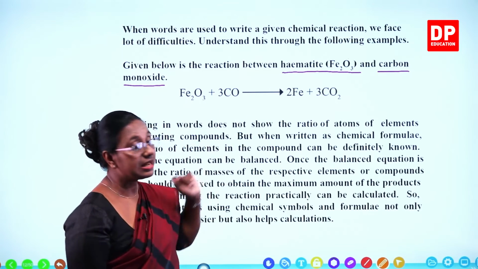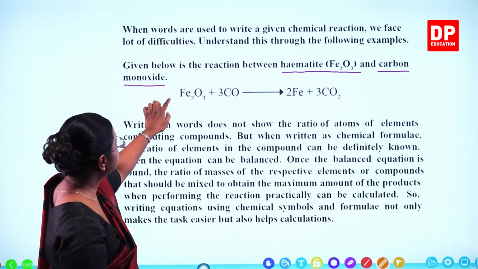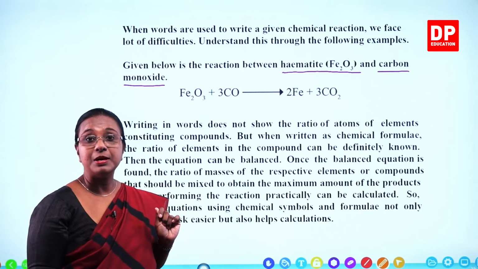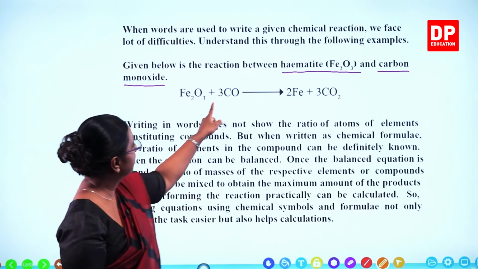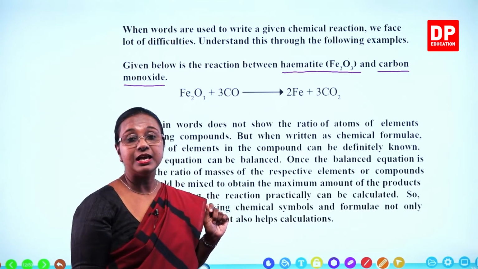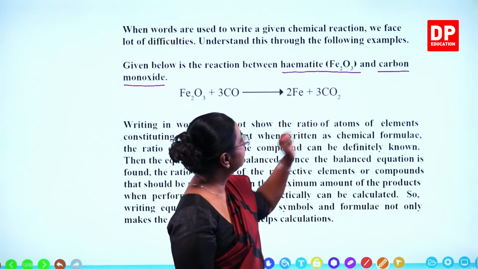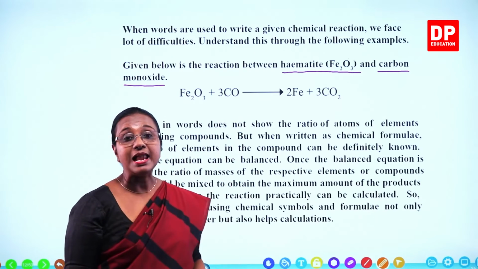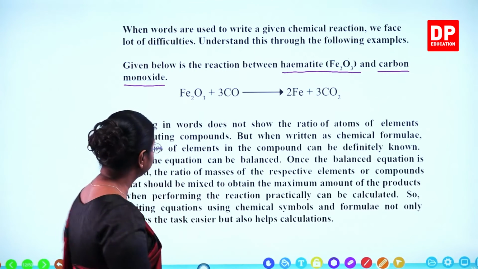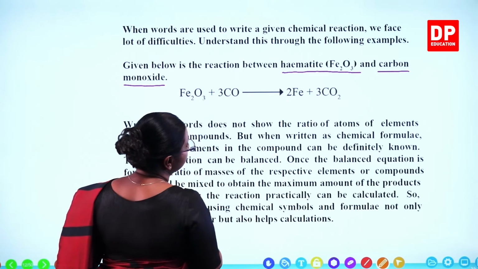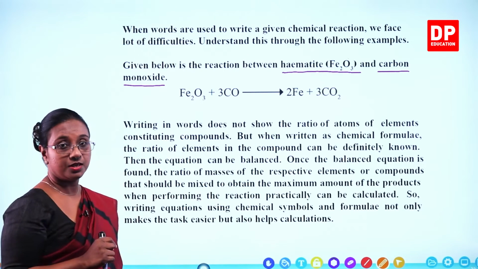But look at the balanced equation. Since this is Fe2O3, we need to have 3 carbon monoxide molecules. So it's balanced. Then we have 2 Fe atoms. Then here we have 3 CO2 molecules. That is a balanced chemical equation. Fe2O3 plus 3CO gives rise to 2 Fe plus 3 CO2.